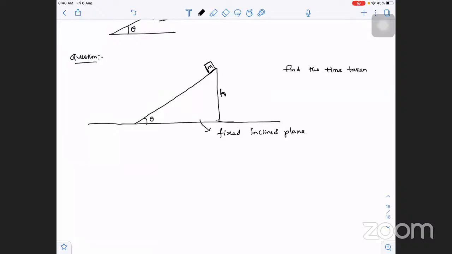Find the time taken by the block to reach the bottom. Find the time taken by the block to reach the bottom. Finally, what will happen? It will slide down, no? As it is sliding down, it will reach the bottom after some time. So now we want to identify what that time value is. Then you will find one interesting result.